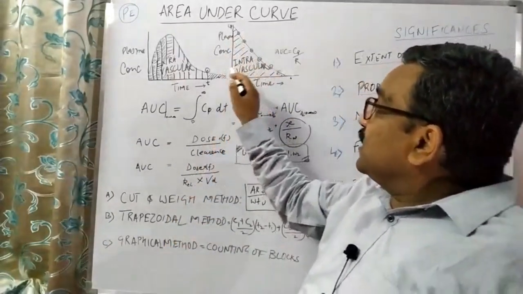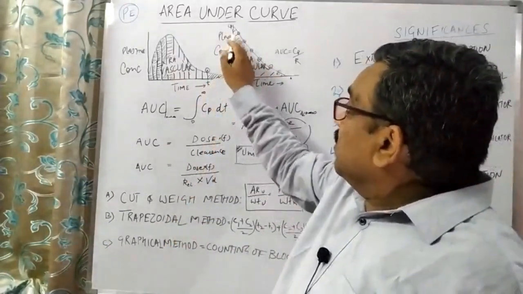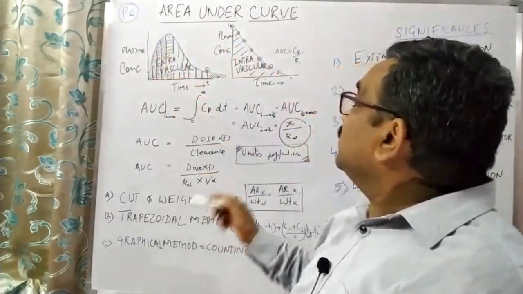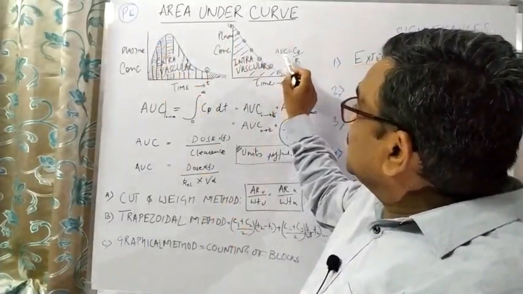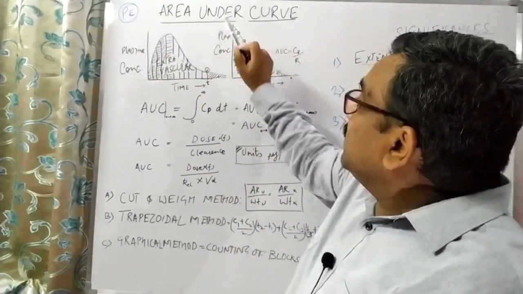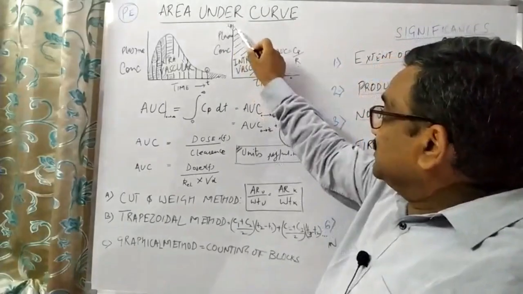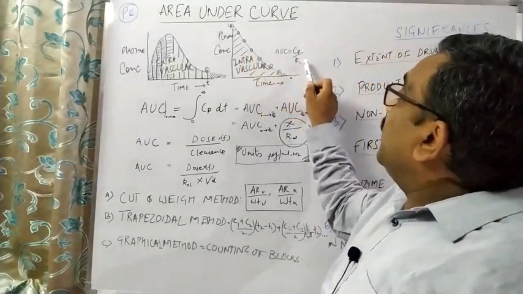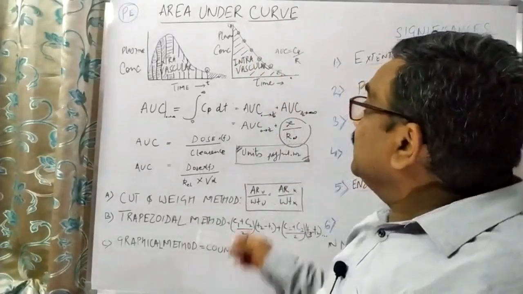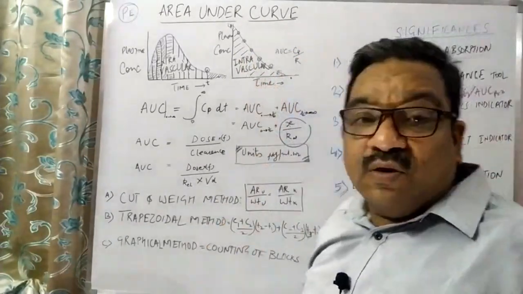So how can we calculate these areas? These are the different areas and they are calculated. The most simple formula is the initial concentration, and K is the slope. So the intercept divided by the slope is the measurement of AUC in the case of intravascular systems.